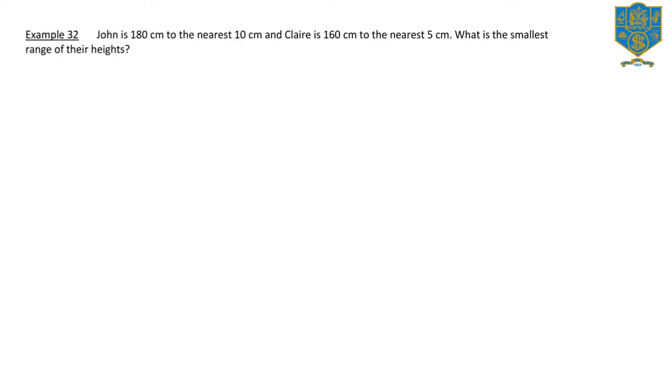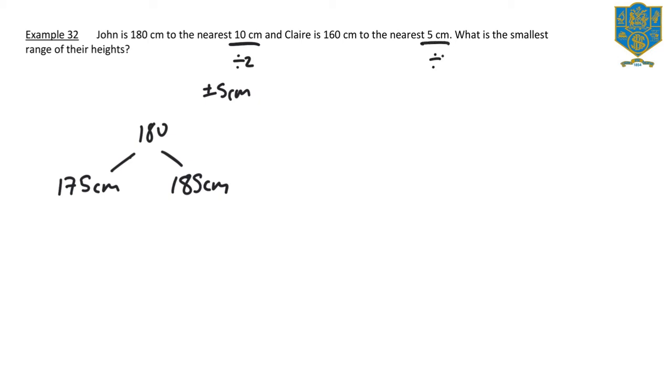Example 32. John is 180 centimetres to the nearest 10 centimetres. So the rounding interval is 10 centimetres, and to find the bounds, we do half of that and go plus or minus 5 centimetres. So John's lower bound is 175 centimetres and the upper bound is 185 centimetres. Claire is 160 to the nearest 5, so her rounding interval is 5, and we'll half that to get 2.5 centimetres. So Claire's lower bound is going to be 157.5 and the upper bound is 162.5 centimetres.